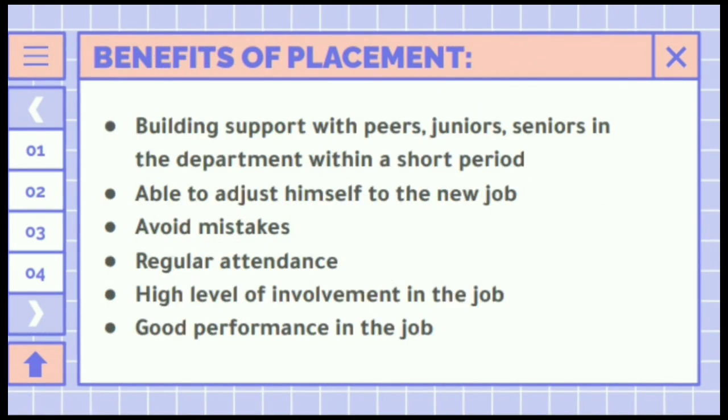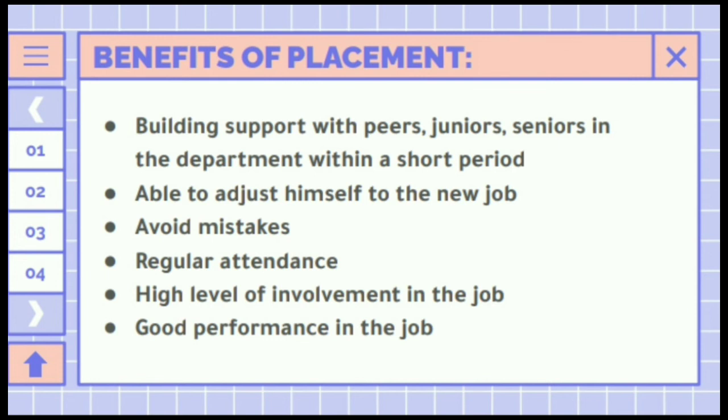Now we proceed to the benefits of placement. These are the benefits of placement. First, it builds rapport with peers, juniors, and seniors in the department within a short period. Second, an employee will be able to adjust himself to the new job. Third, an employee avoids mistakes. Fourth, regular attendance. Fifth, high level of involvement in the job. And last, good performance in the job.